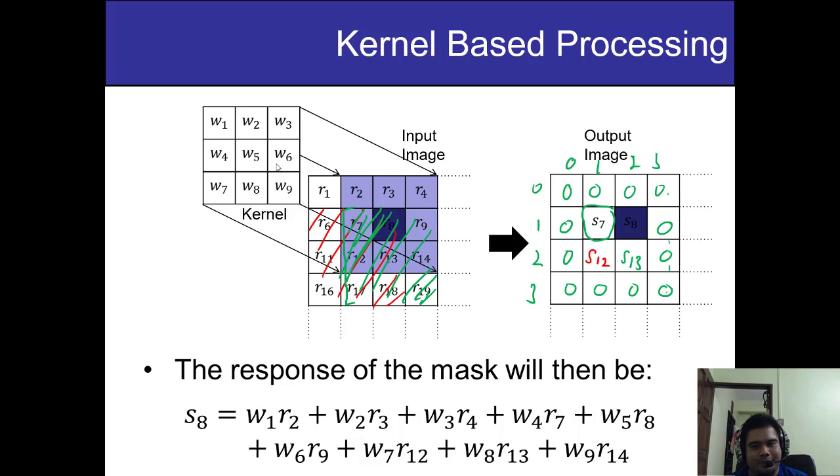And why do they call it neighborhood processing? If you see here, to produce S7 with the transformation function, you must fit not just R7 into the transformation function, you also need to fit R1, R2 and so on, which are the neighbors of R7. So that's why they call it neighborhood processing.